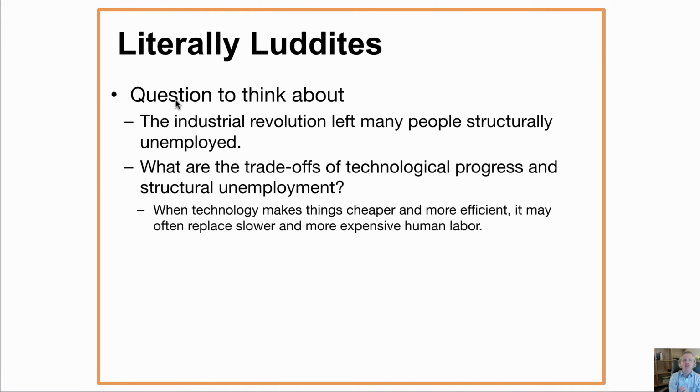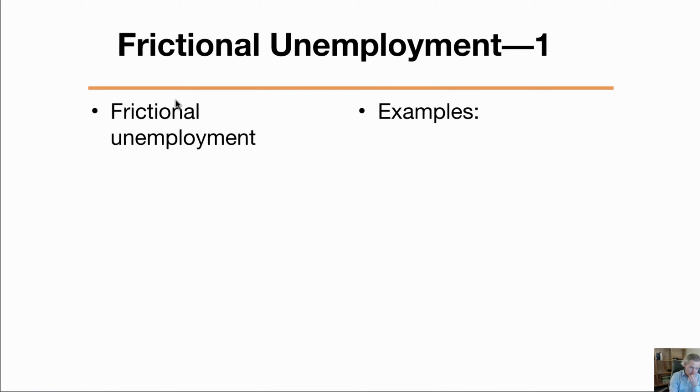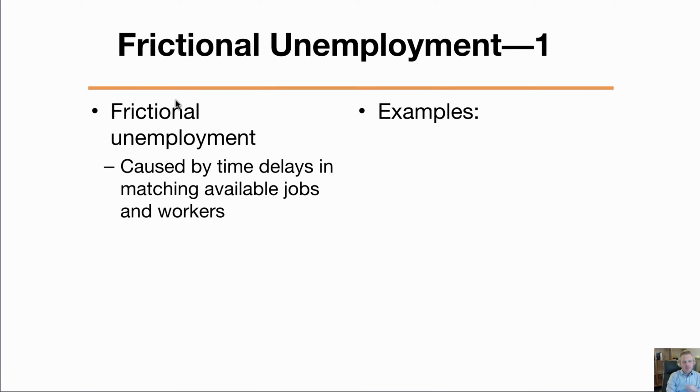There's better ways for the economy as a whole to help with structural unemployment. So the next type of unemployment I want to talk about is frictional unemployment. Frictional unemployment is caused by time delays in matching people with jobs, in terms of firms finding the right worker for the right job.